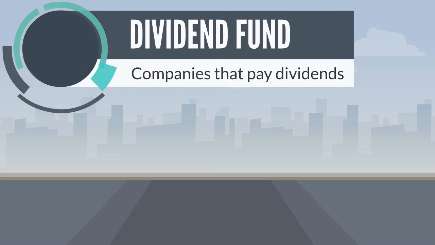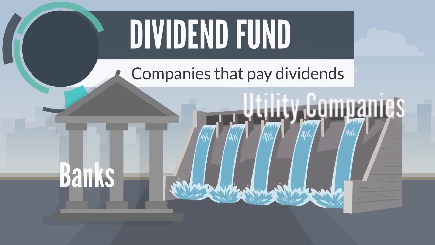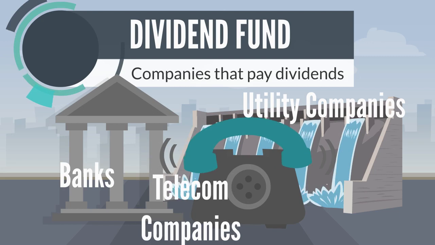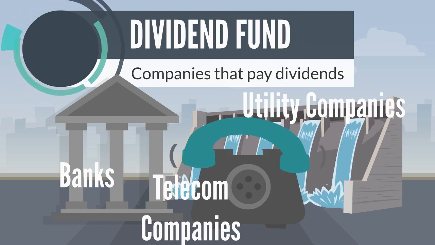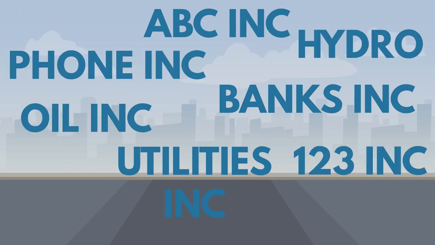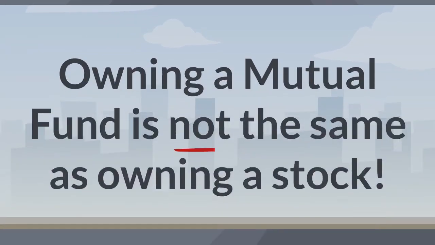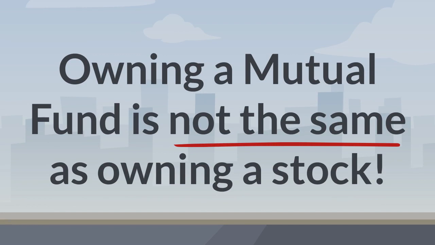As an example, a very popular type of mutual fund would be a dividend fund. A dividend fund invests in various companies that issue dividends, like banks or telecom companies, for example, and that particular fund could invest in, say, 50 different companies. Owning that fund is so much different than owning 50 individual stocks.